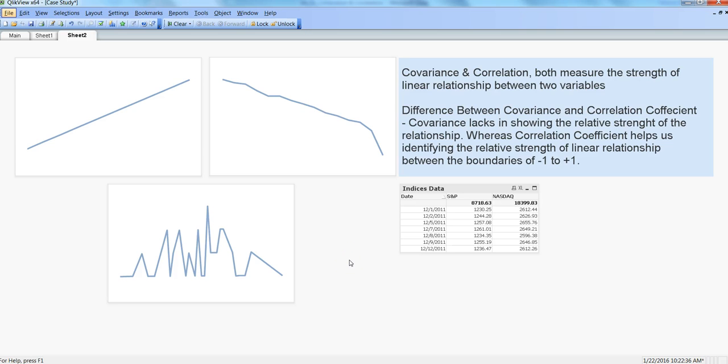Hi there, this is Abhishek, and in this video I will talk about the covariance and correlation. As per the definition, both measure the strength of linear relationship between two variables.